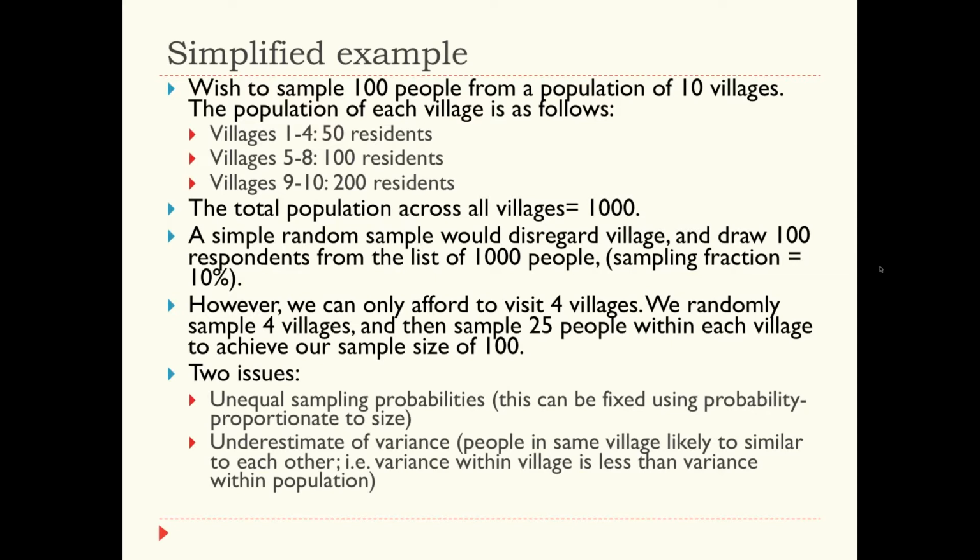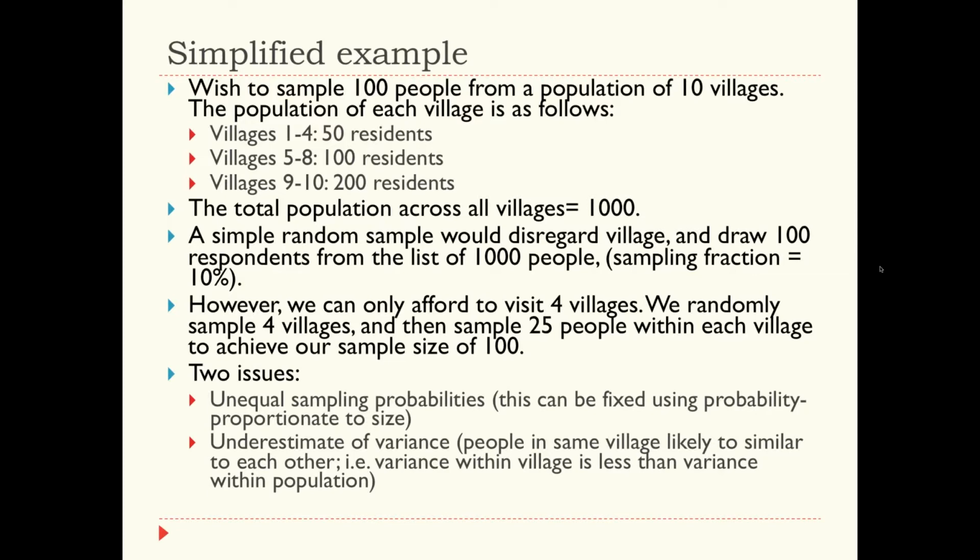Now, if we were to draw a simple random sample, we wouldn't care what villages people lived in. It wouldn't matter for the purposes of drawing the sample. We'd have a list of our 1,000 residents, some way of contacting them, and we would just randomly draw 100 respondents from that list. But let's say that we could only afford to go to 4 of those villages. We can only afford 4 interviewers. So we randomly sampled 4 villages and then sampled 25 people within each village. Our villages would be our clusters, and that would give us our sample size of 100. But this will create both unequal sampling probabilities and underestimates of variance if we don't correct for them.